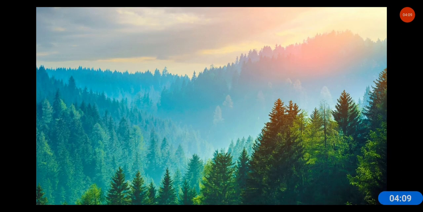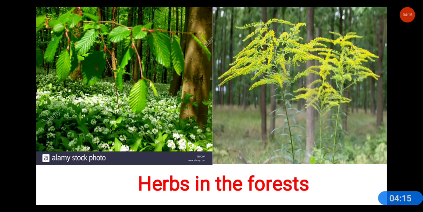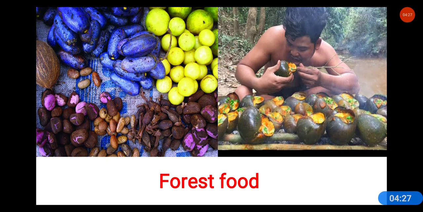Look at this, a good scenery of a forest. Wonderful scene. These are the herbs which are found in the forest. Many varieties of herbs are found naturally in the forest. Look at the forest food, many types of forest foods like fruits and all. It is available only in the forest.